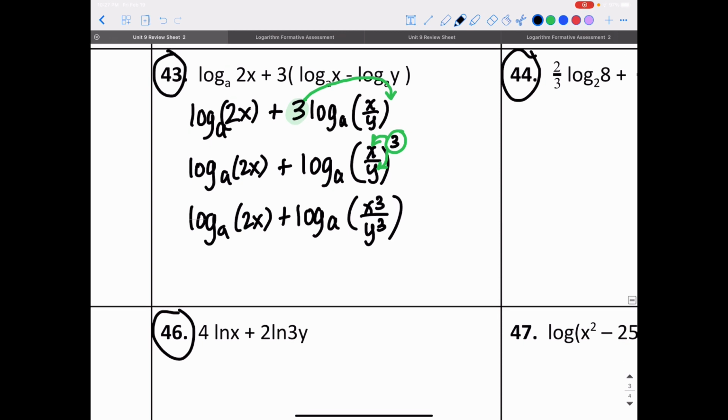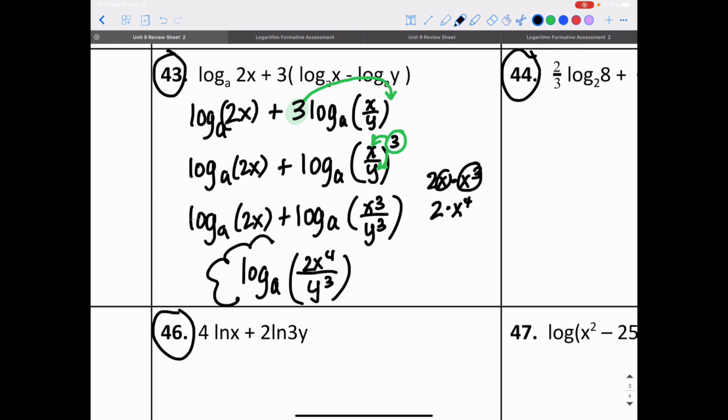And now that I have that, I have 2 logarithms with the same base, addition in between. I'm going to be able to combine them with multiplication. So I have log base a of 2x times x cubed. I'm going to do this off to the side. That's a total of 3 plus 1, 4 x's multiplied to 2. So 2 times x to the 4th power, divided by, in the denominator, y cubed. This is a single logarithm by itself, no coefficients, no fraction exponents, something inside, and I'm done.